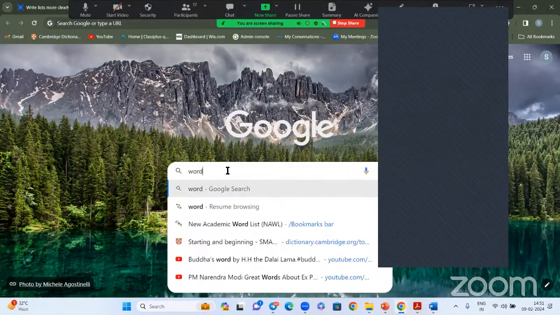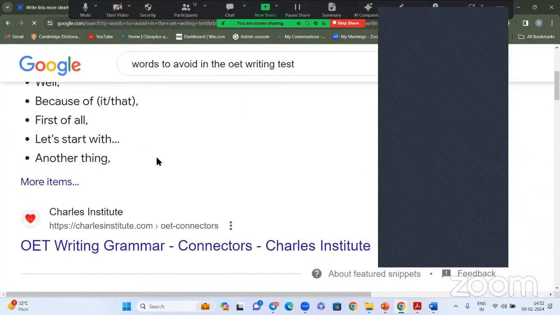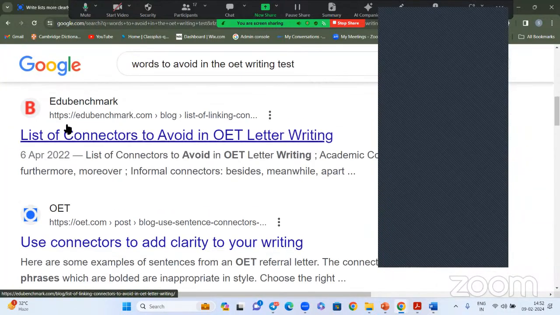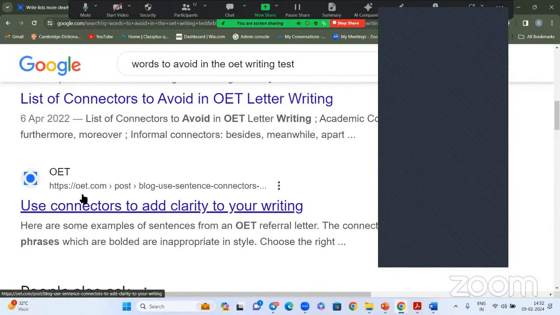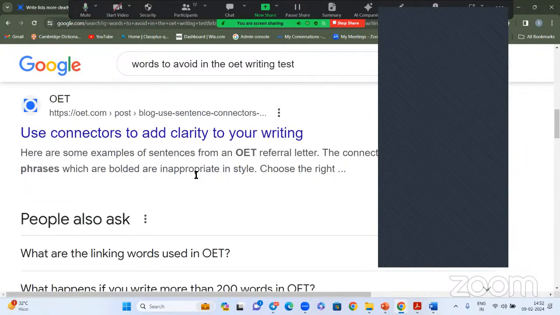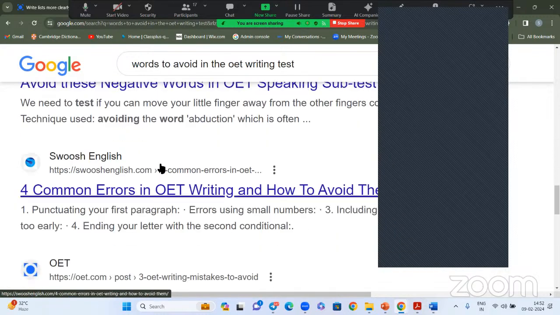Words to avoid in the OET writing test. Go to official, don't go to anybody else. EduBench, that, this, all these things, don't use. Go to the master, go to the grandmaster, that's official. Use connectors to avoid clarity to your writing there. Only use official.